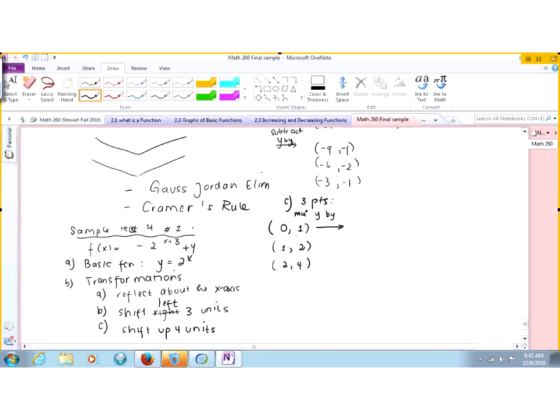How do I reflect about the y-axis? Multiply y by -1. So 0, 1, 2, the x's stay the same, and the y changes. So -1, -2, -4. Right.